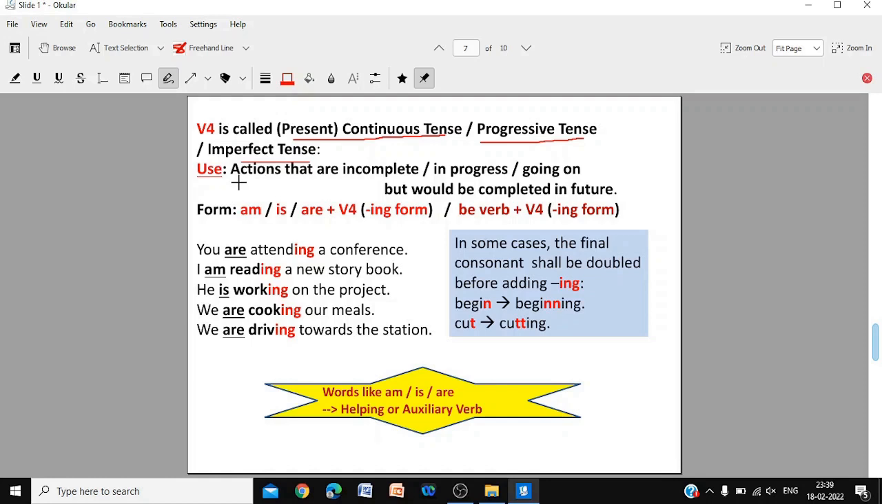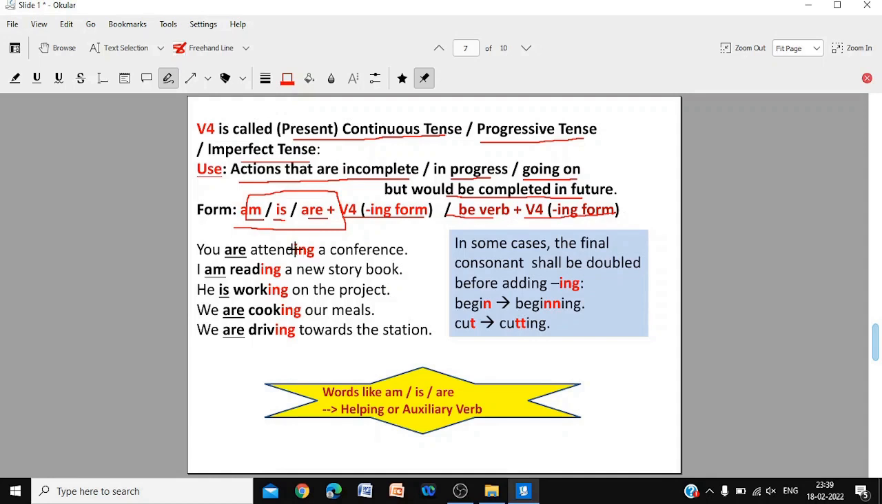When do we use that? Actions that are incomplete, actions that are in progress, or actions that are still going on but would be completed in future. And what is the form of V4? We have am, is, are plus a V4 or ing ending form. Now these are called the be verb. So we have a be verb followed by a V4 or ing ending verb form.